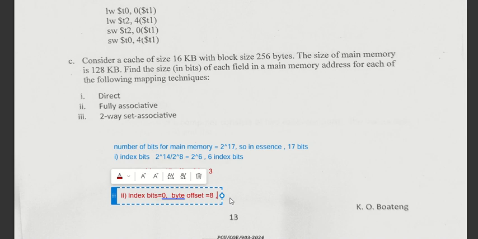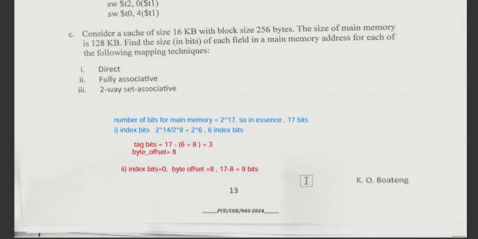And then our tag will just be 17 minus 8, because our index bit is 0. So 17 minus 8 is 9. So we need a 9-bit tag. So that's for fully associative.